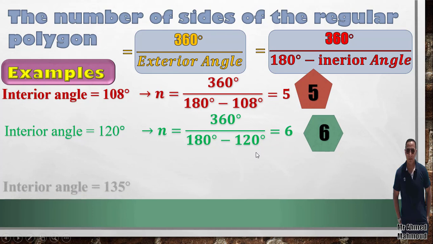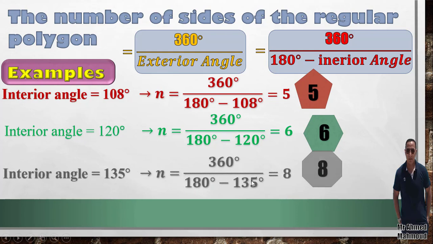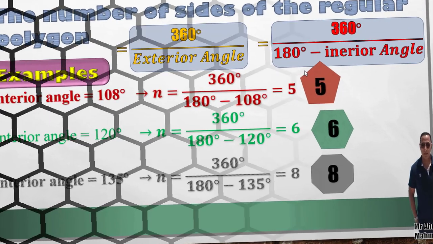And if the interior angle equals 135, so n equals 360 over 180 minus 135, equals 8 sides. Okay, now this is the rule of the number of sides, 360 over the exterior angle, or 360 over 180 minus the interior angle. The next question.